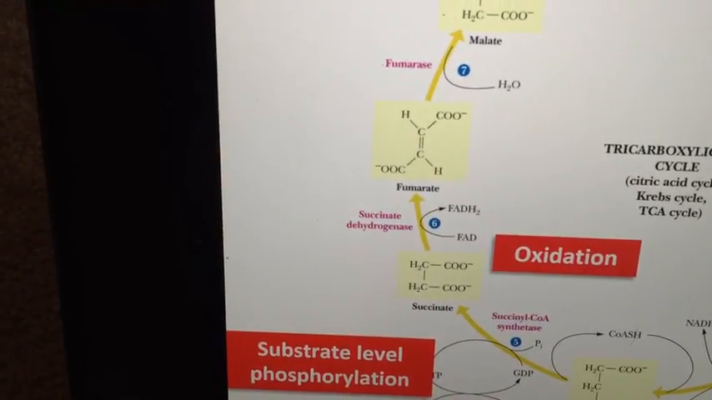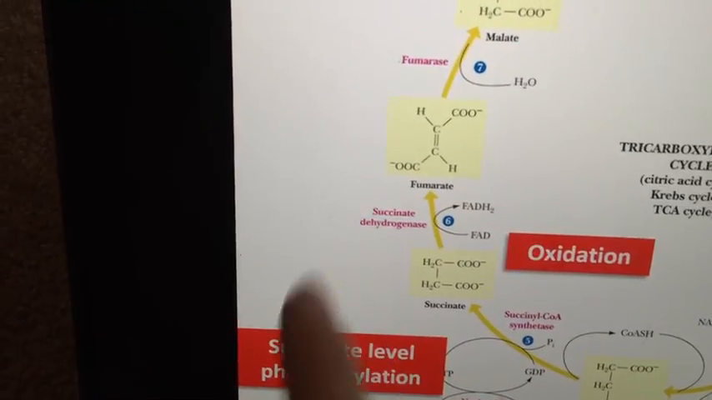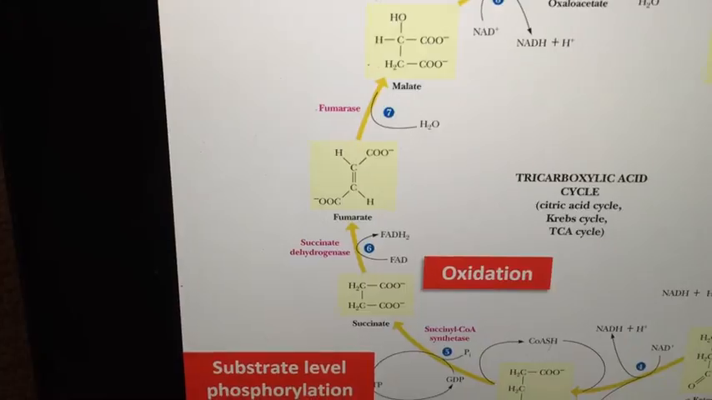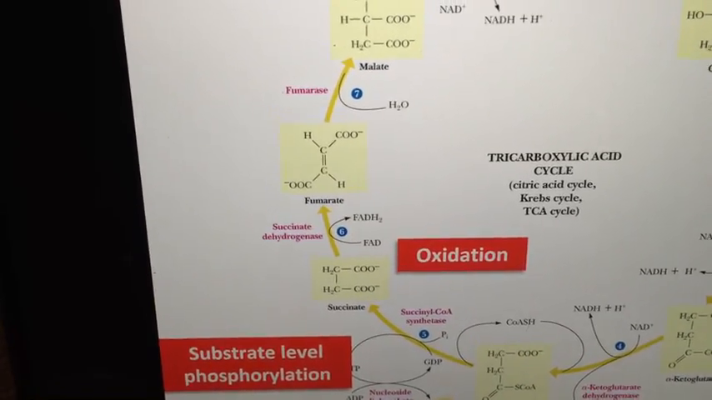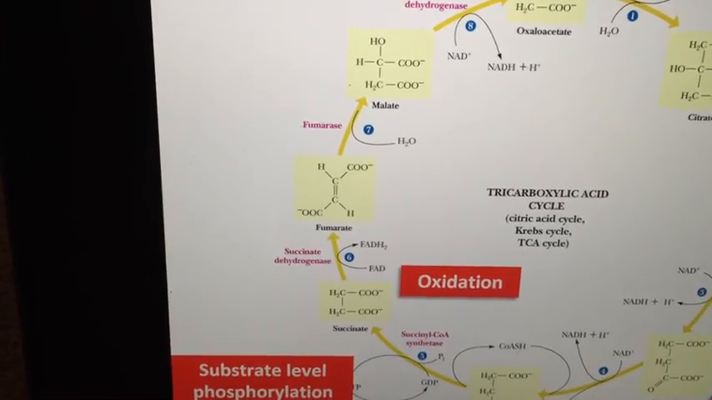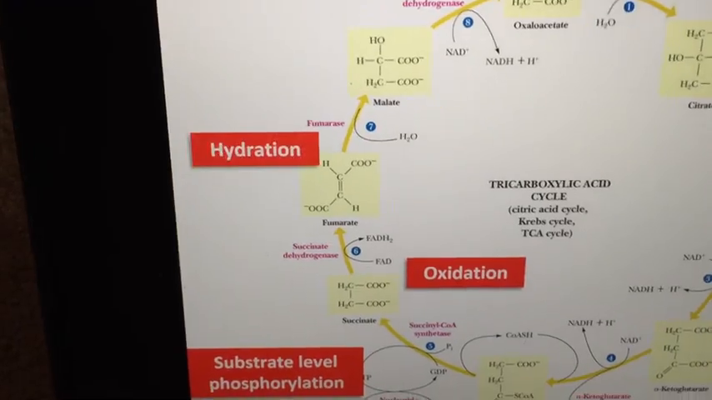Next reaction is an oxidation reaction catalyzed by succinate dehydrogenase, where succinate is converted to fumarate. And because it's an oxidation reaction, FAD is reduced to FADH2. Not NAD this time, but FAD.